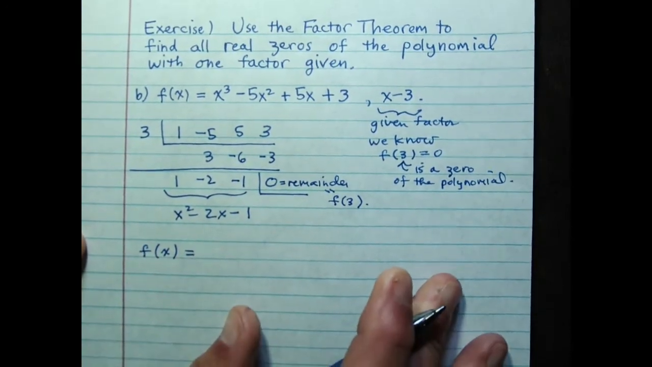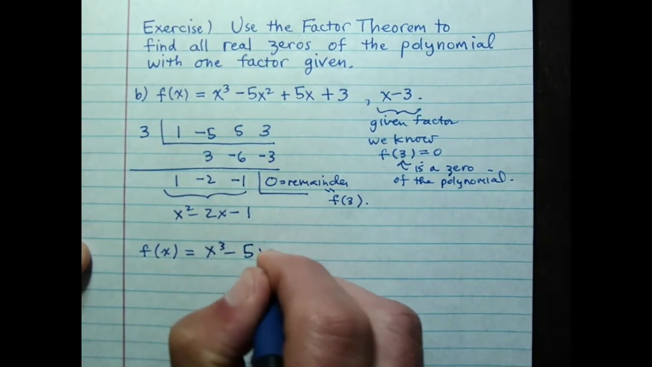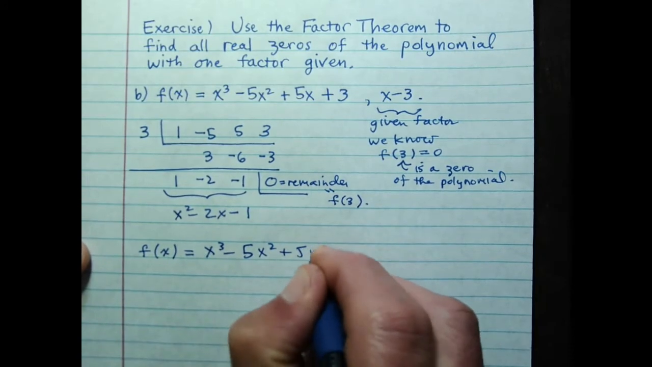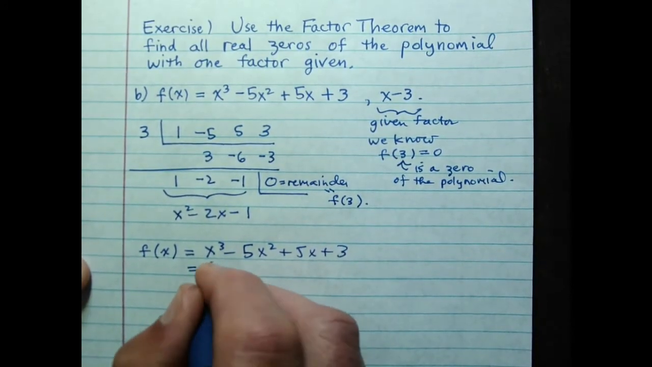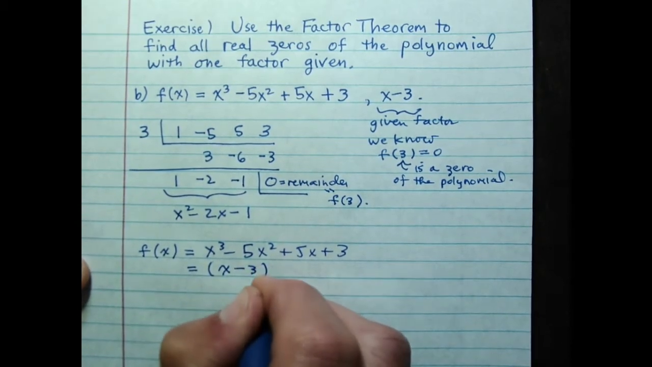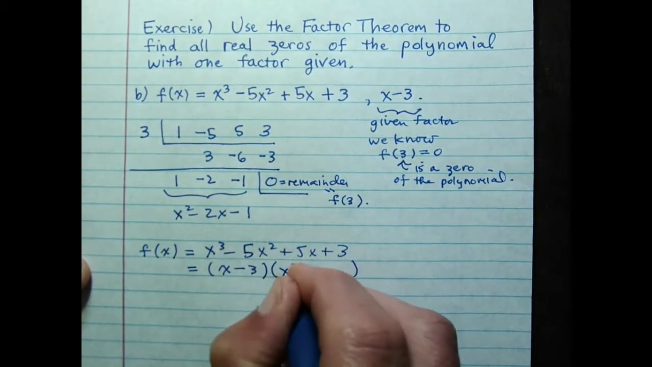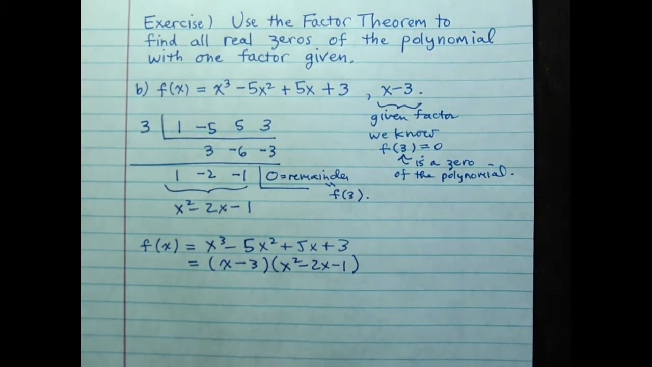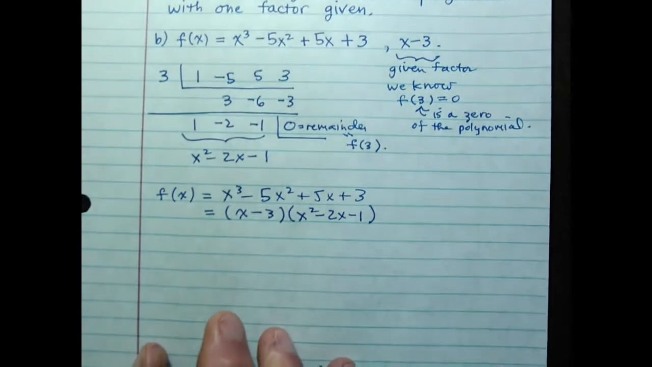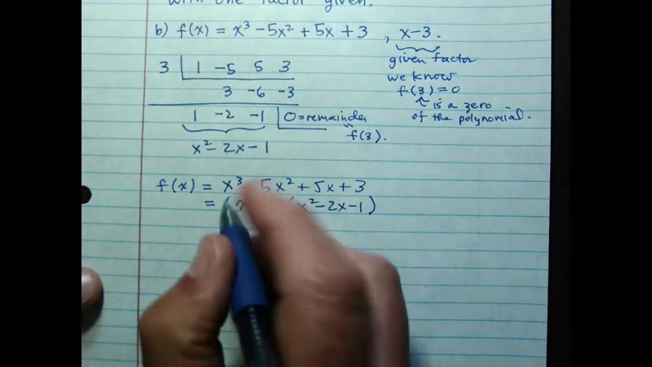So my polynomial here, f of x, which was x cubed minus 5x squared plus 5x plus 3, we now know factors into one factor being x minus 3. And then we will have this x squared minus 2x minus 1. Now to find any further real zeros, we're going to try to break down that x squared minus 2x minus 1.